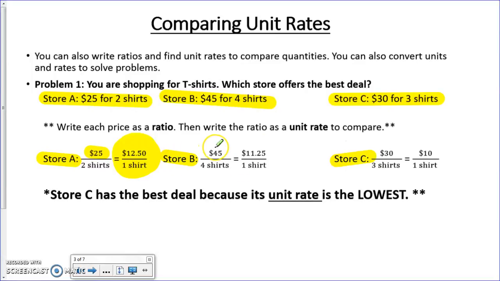So Store B, the ratio is $45 for 4 shirts, and that would be $11.25 for 1 shirt. And Store C is $30 for 3 shirts, so if we figure that out, it would be $10 for 1 shirt. So now that we have the prices for each store for 1 shirt, we can determine which store offers the best deal, and we can see that Store C has the best deal because its unit rate is the lowest.